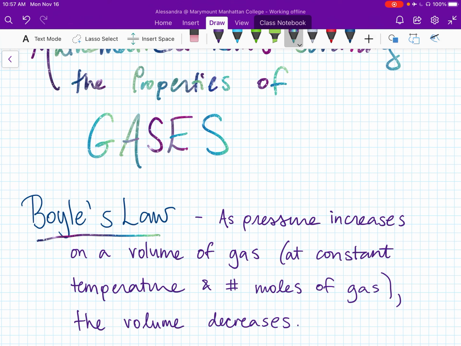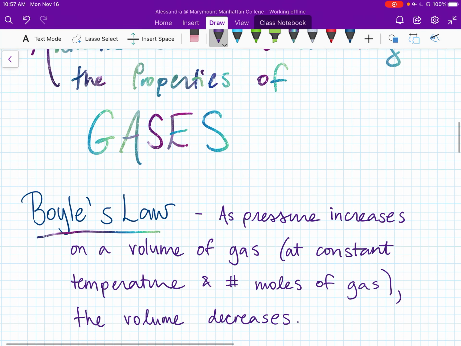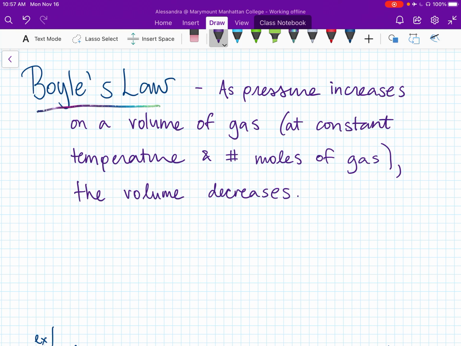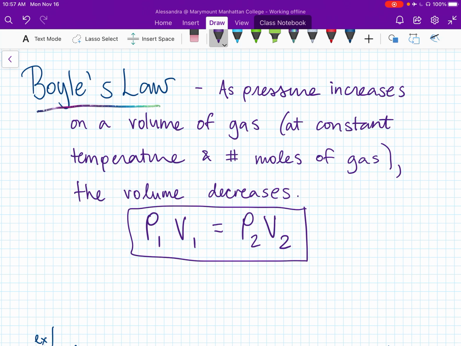Okay, so basically what this law is saying is that pressure and volume are inversely related for gases. As pressure increases, volume decreases. And to describe that inverse relationship mathematically, we can just use the equation P1V1 equals P2V2. So this is the mathematical expression for Boyle's law.